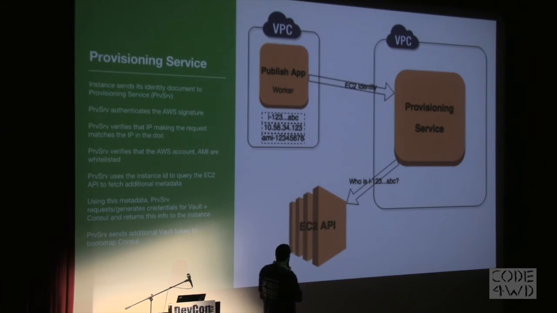Using the metadata that it has, it's going to take the instance ID and ask the EC2 API, who is this? And it's going to get the user information, the environment and customer information. And using that, it's going to generate credentials for Vault for accessing whatever secrets it needs, like the database username and password, and for Consul for whatever Consul needs to get. And it's also going to send some extra additional information to a different Vault to help bootstrap the encrypted Consul.